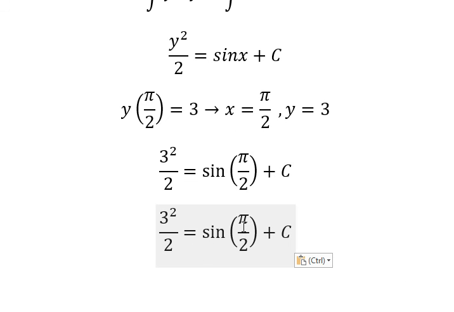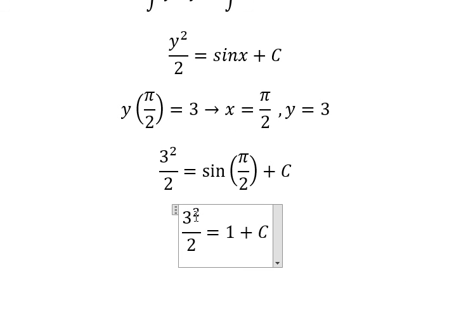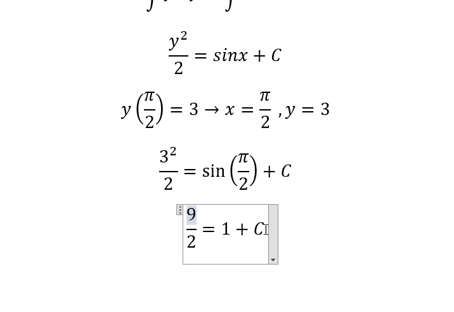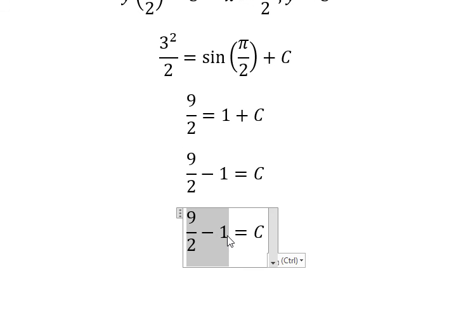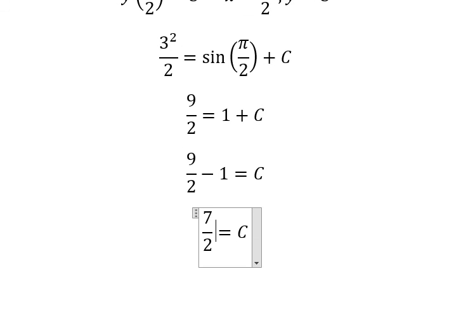Sine of pi over 2, you get 1. This one you get 9. So I will put number 1 to the left. And this one you get 7 over 2.